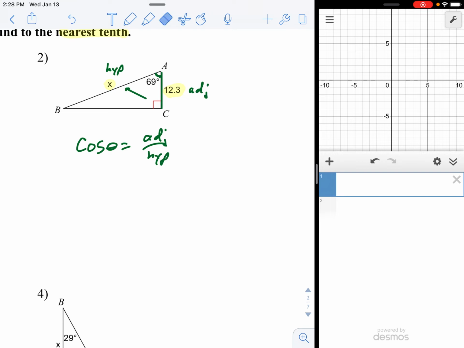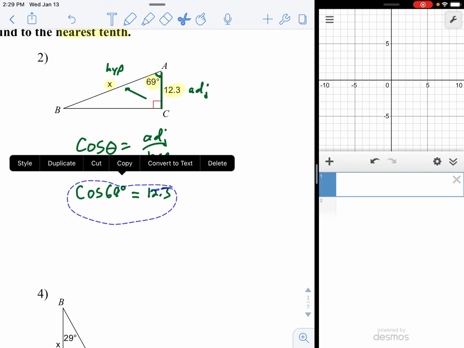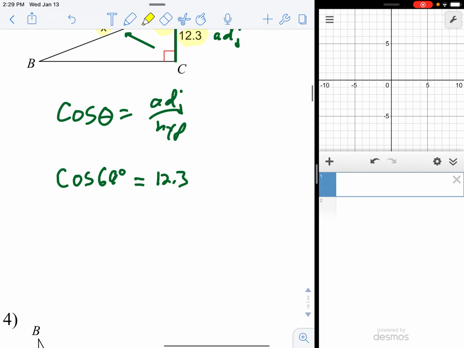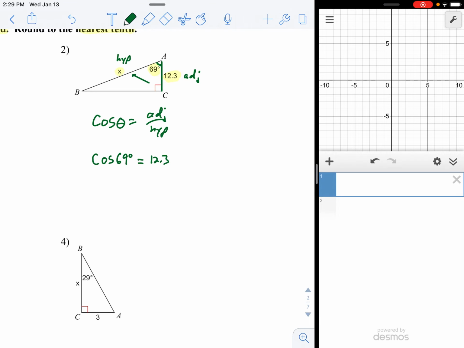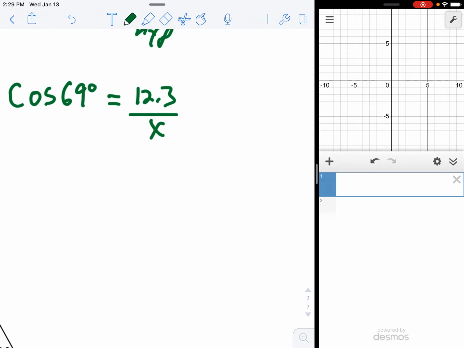As with any geometry problem or any math problem where you use formulas, next you want to plug numbers in for the variables. So theta becomes 69 degrees, that's right here. Adjacent is 12.3, and I want to create a little bit of space here. Okay, so theta was 69 degrees, adjacent 12.3 over hypotenuse. Hypotenuse we don't know, that's the x we're trying to solve for. And so that's the equation we need to solve.